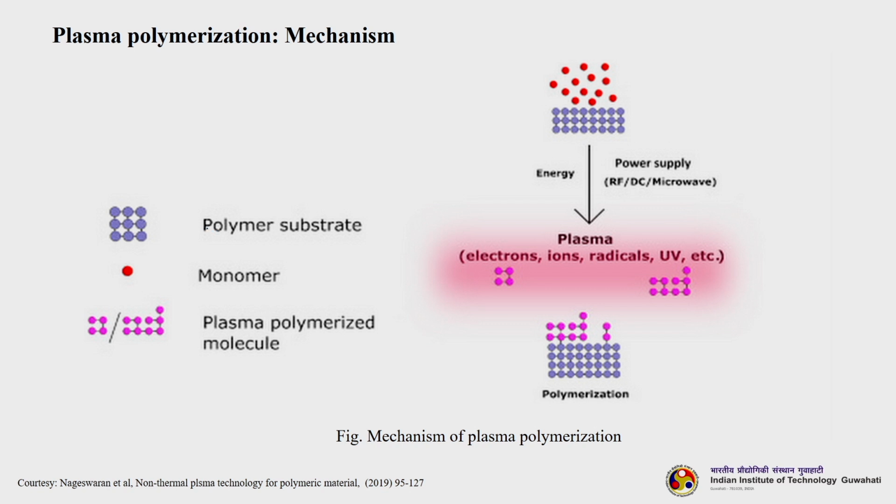You can see this is the polymer substrate, how it looks like. This is the monomer. This monomer is getting divided into various types of ions and free radicals. Then when they polymerize, we will get something like this cross-linking shape. So, we can have either electrons, ions, radicals, UV, all of them getting deposited on the surface, and then once they are depositing, they are getting cross linked.